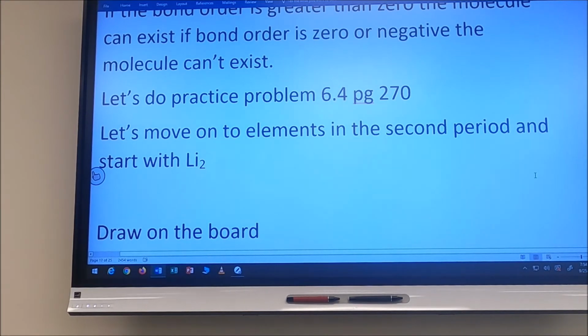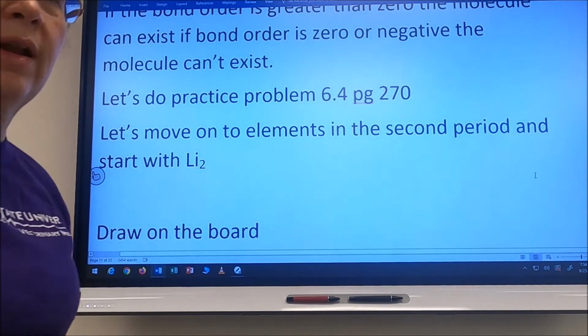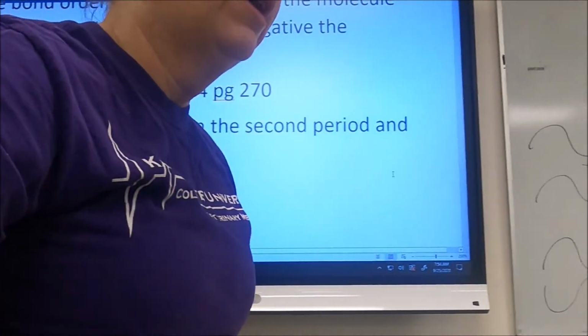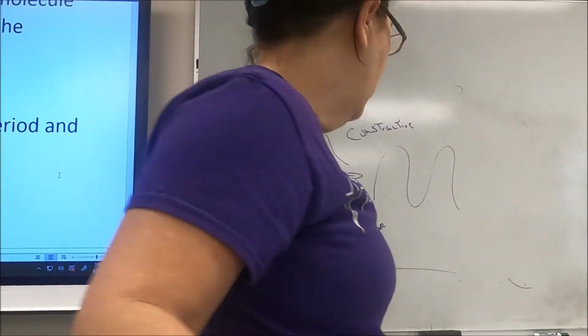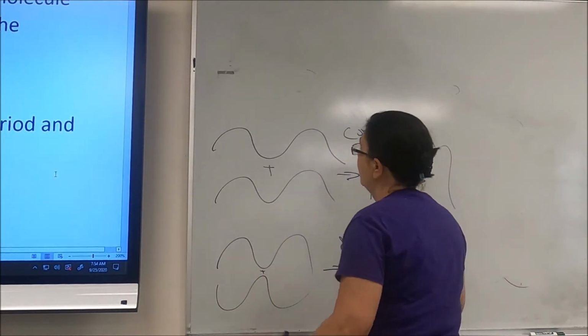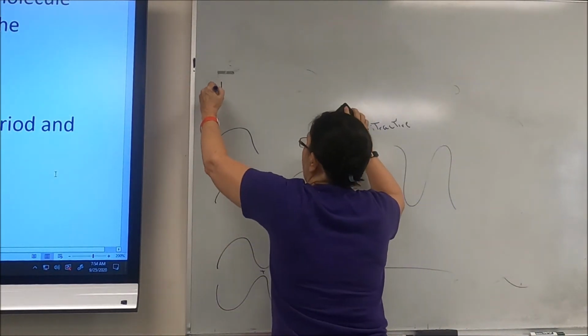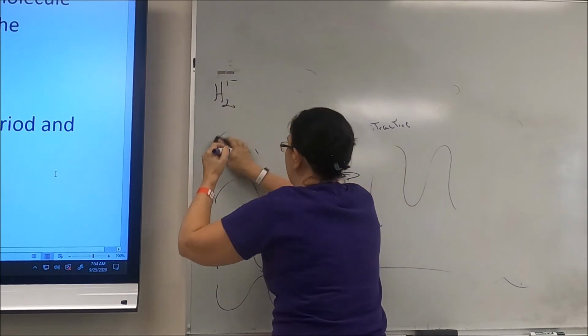Okay. It says apply molecular orbital theory and predict the bond order for H2 plus 1. Well, let's try the other one. Let's try an H2 minus 1. Okay, let's come over here. So it wants us to calculate the bond order of an H2 minus 1.